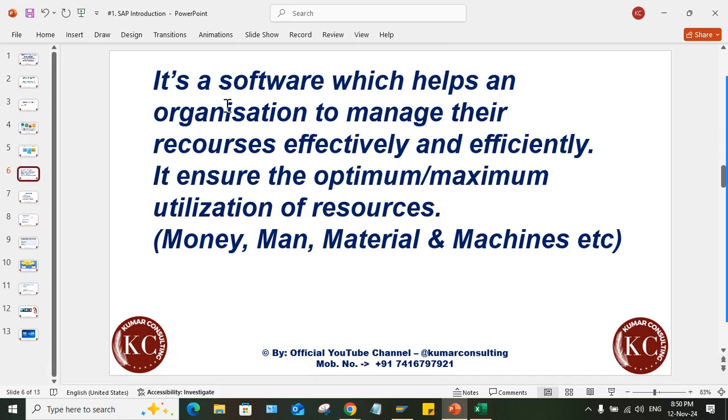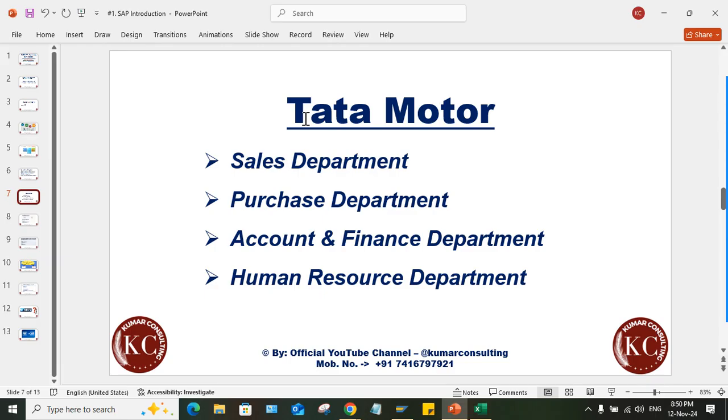Now the question is, how is software going to help an organization use its resources effectively and efficiently? I'll let you know. These are the resources I have specified here also. Again, as I said, I've quoted the example of Tata Motors, but even if you take the example of other organizations, that's fine. Every organization has certain departments: sales department, purchase department, finance and accounts, human resource department, right?